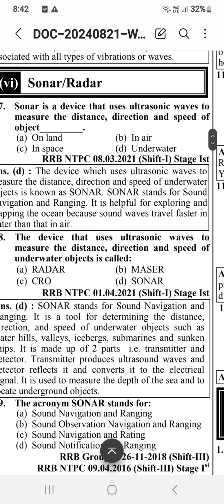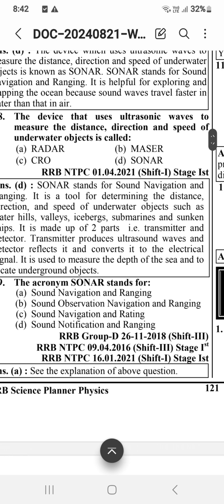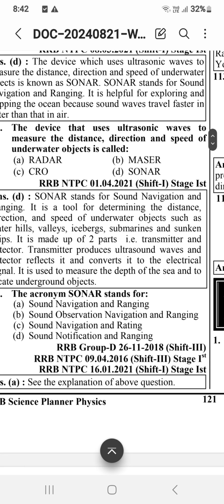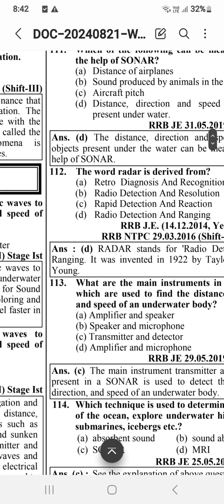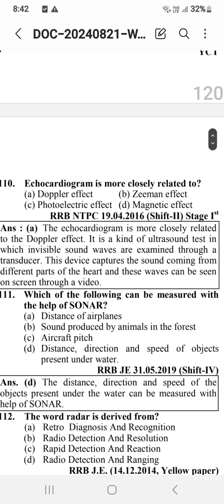The acronym of sonar stands for sound navigation and ranging. Echocardiogram is more closely related to the Doppler effect. Which of the following can be measured with the help of sonar? Distance, direction, and speed of the object present under the water. The word radar is derived from radio detection and ranging.